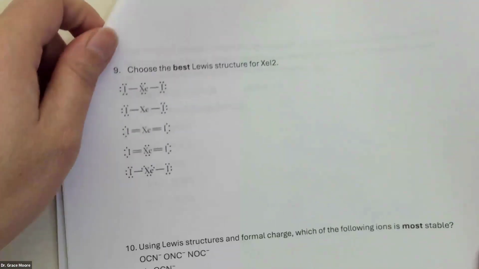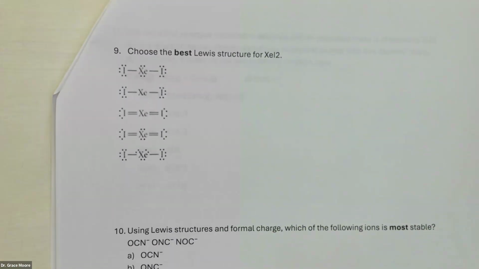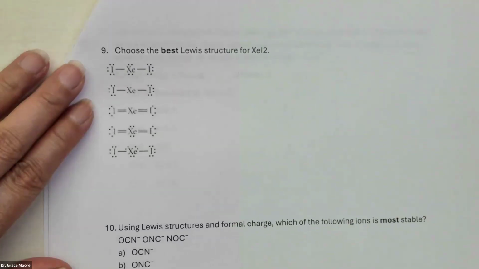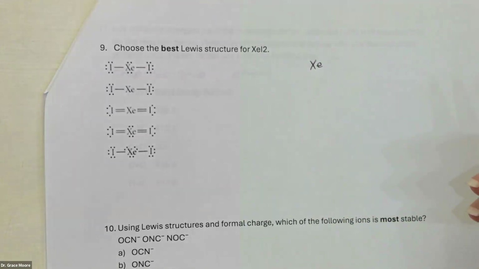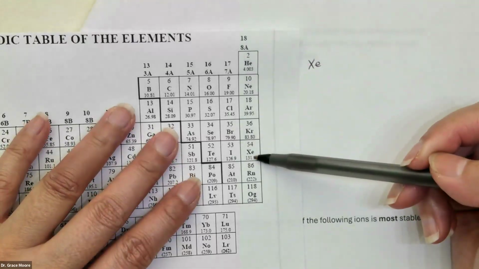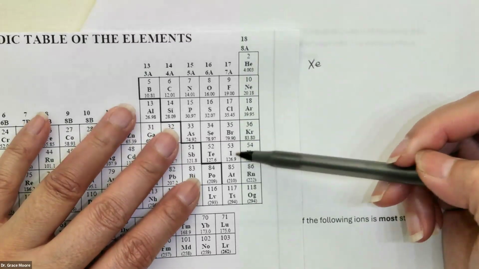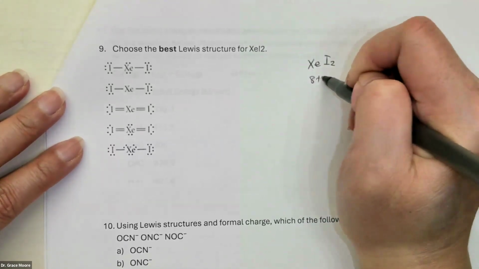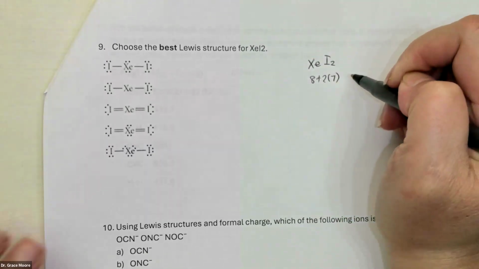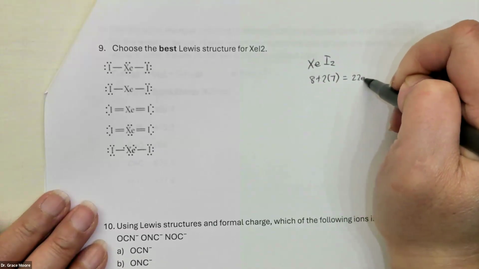All right, let's go to the next question. It wants us to draw the best Lewis structure for XeI2. So for xenon and 2 iodines, if you remember, we'll look on a periodic table. Xenon is in group 8, so 8 valence. I is in group 7, 7 valence. So 8 plus 2 times 7, we get a total of 22 electrons.